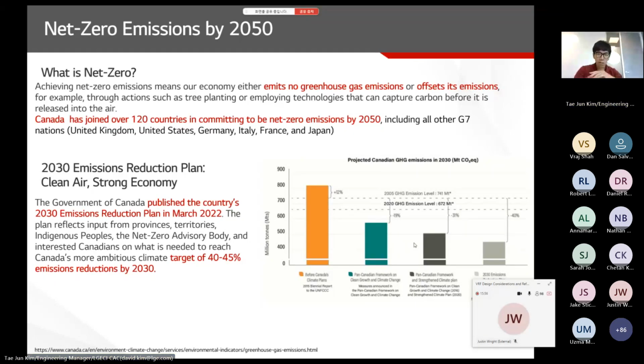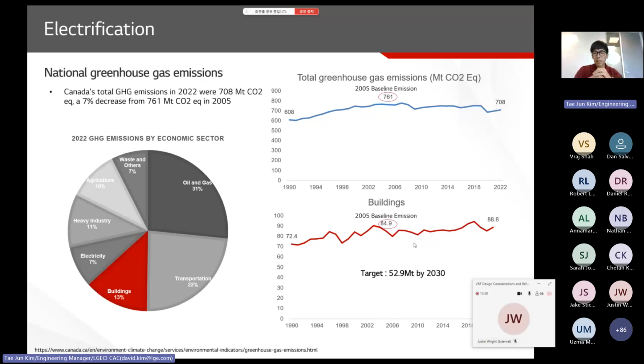If I go to the next slide, it kind of gives you the idea of where we are at in comparison to 2005. In 2005, the total emission, we're sitting at 761 megatons CO2 equivalent. And right now in 2022, we were reduced down to 708, which is a 7% decrease in comparison to 2005, which means we still have a long way to go in the overall emission reduction as well.